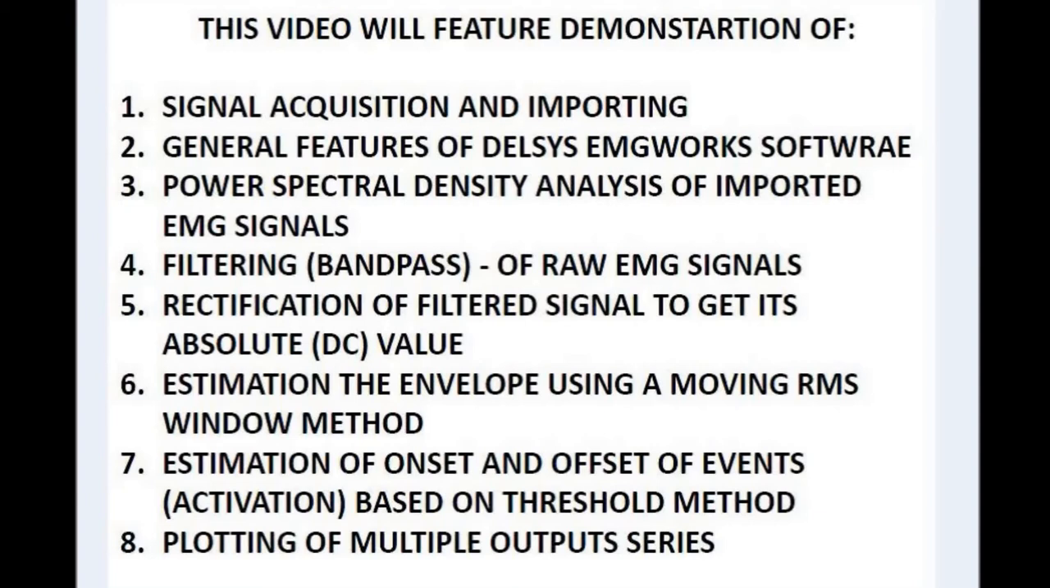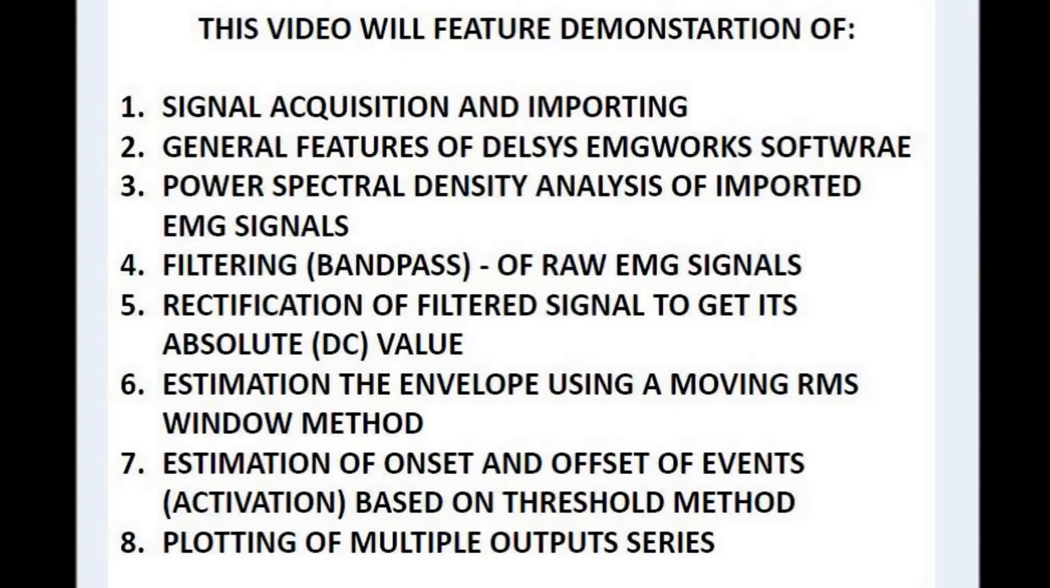under the band pass filtering. The band pass filtered signal will then be rectified to get the absolute, we also call it the DC component of the alternating EMG original signal. Then we will estimate the envelope of the rectified signal by using a moving or sliding root mean square window method.